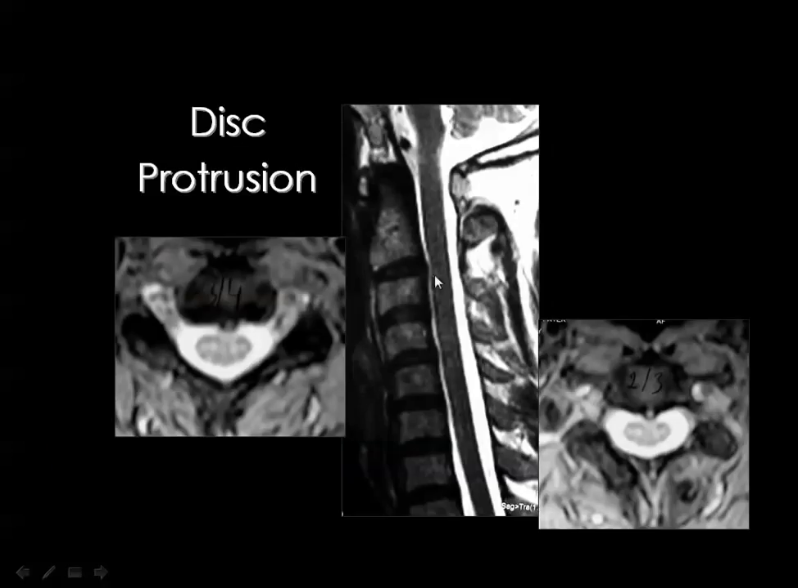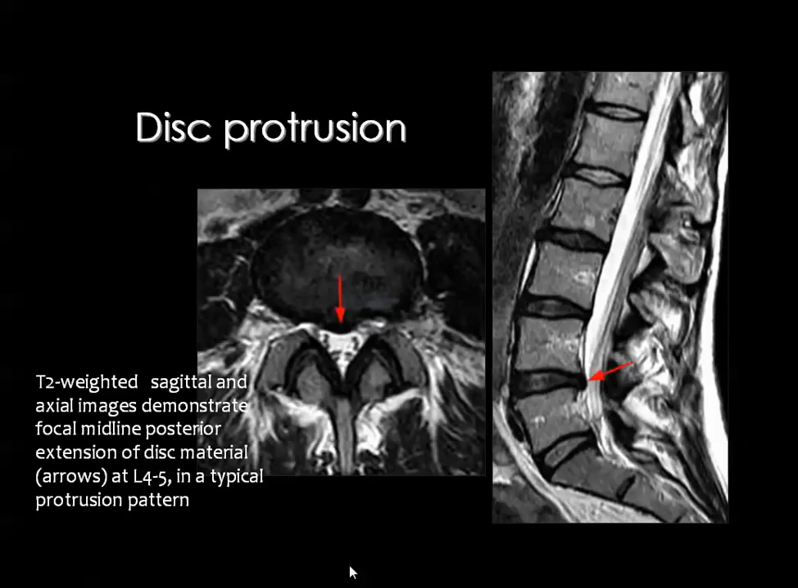Then look at this disc at C2-3 and C3-4. There is minimal extension inside the spinal canal, and in the axial imaging you can see that, with time, you don't need to measure the disc, but you can appreciate if this is protrusion or herniation. Then disc protrusion is a focal lesion that usually does not exceed 2 millimeters in height.